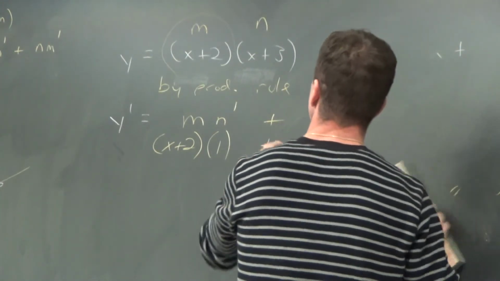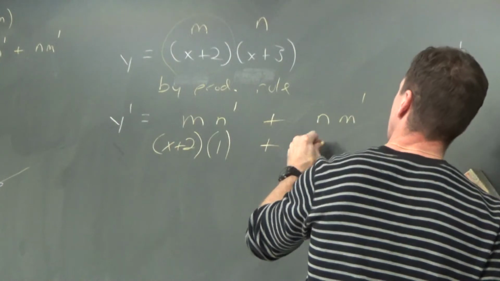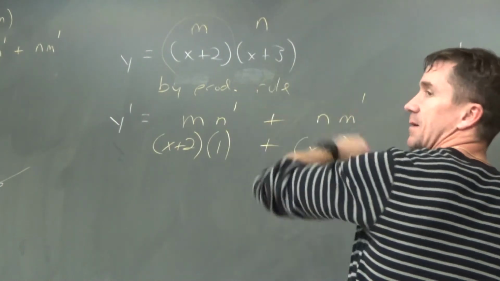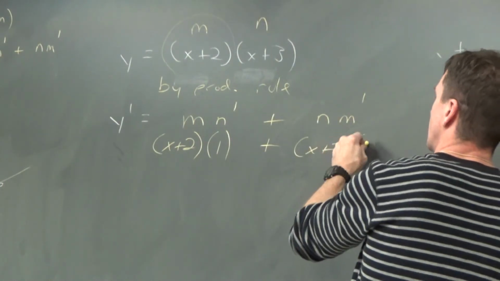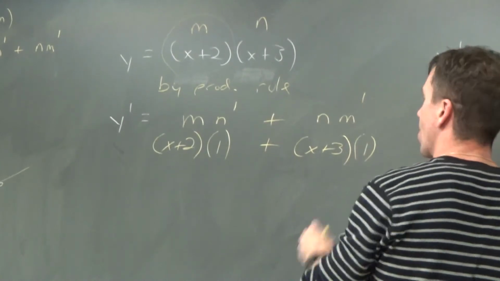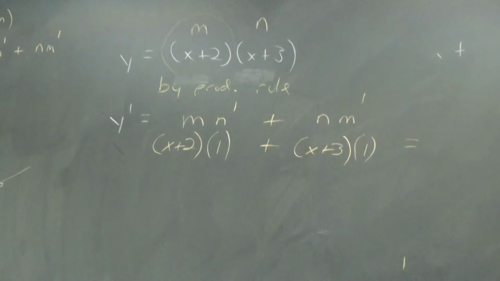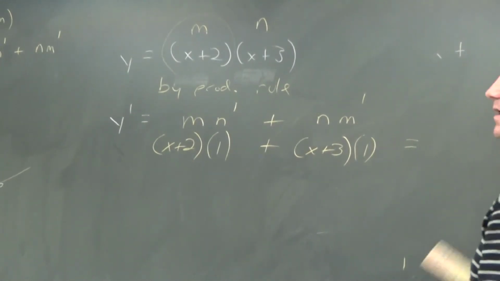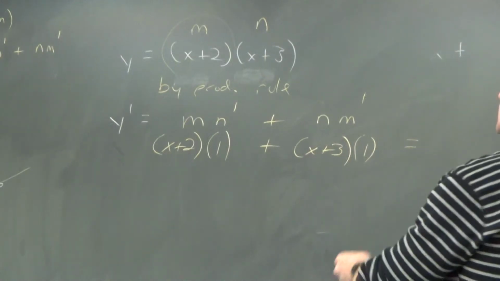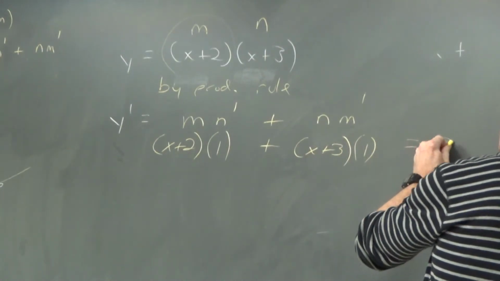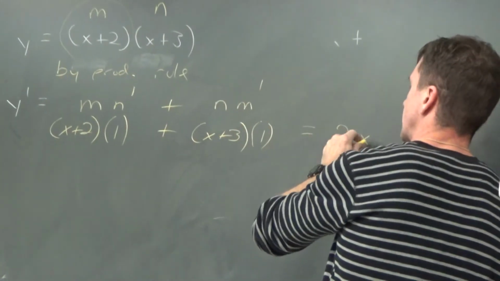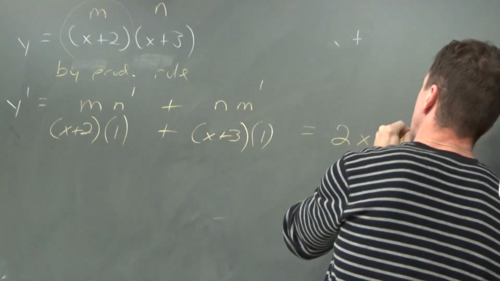Good, now what's N? X plus 3. And what's N prime? 1. Did we get the same answer? Yep. Add like terms, distributive property. To me, this took longer than the other one. So I just want to point out, you don't really see a value to this until you deal with the exponentials like e to the x.